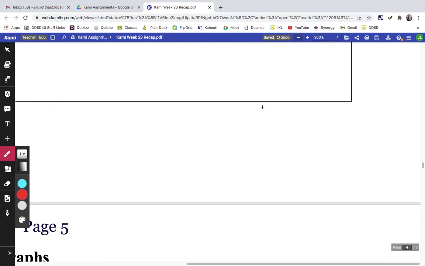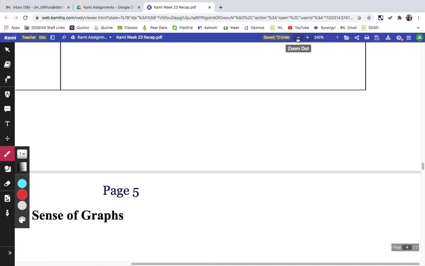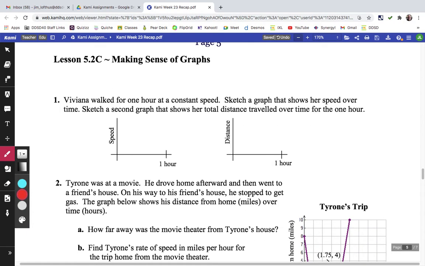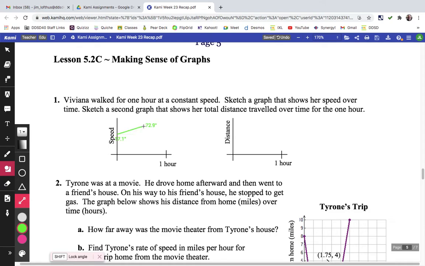And then we went down and did the next 2 problems. Viviana walked for an hour at a constant speed. Sketch a graph that shows her speed. This doesn't have any numbers, and you don't really need any numbers. To just pick a speed, and then that speed can't go up or down. It has to just be flat, so we'll just leave it like that. And her distance is at 0 minutes, and then over time the distance just keeps increasing for an hour. So that's what those 2 graphs would look like.